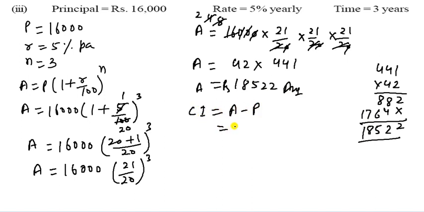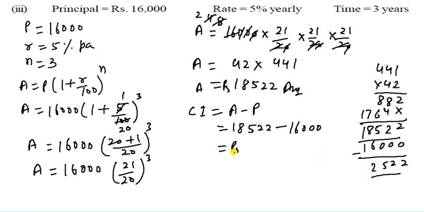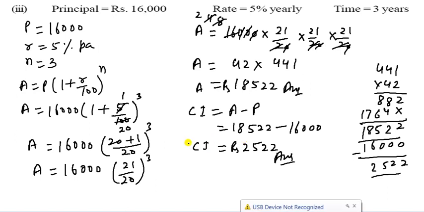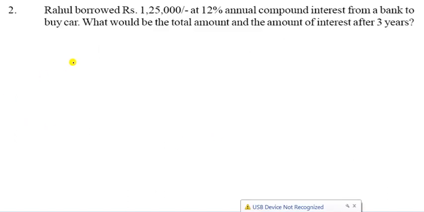So first answer. Let us see the compound interest. It is A minus P. A is 18522 and P is given as 16,000. So do the subtraction. 2 and 2 5, and there is 8 minus 6, that is 2. So it will be equal to rupees 2522. So that will be your answer. It is the compound interest. So you will write and do very well.